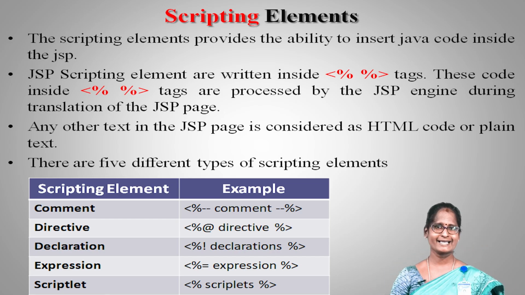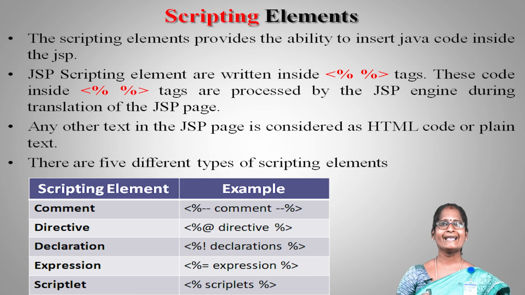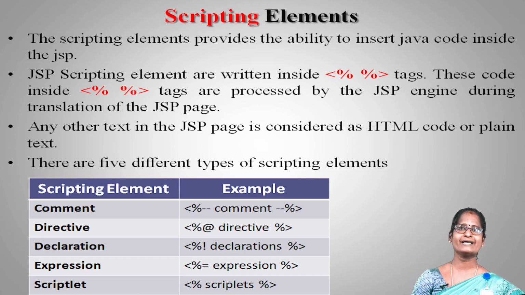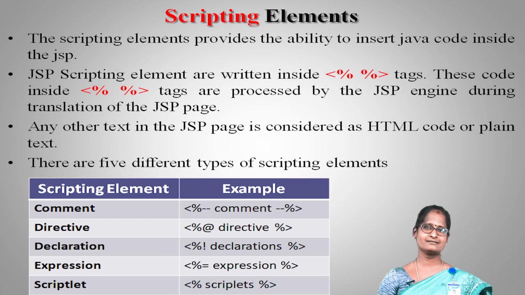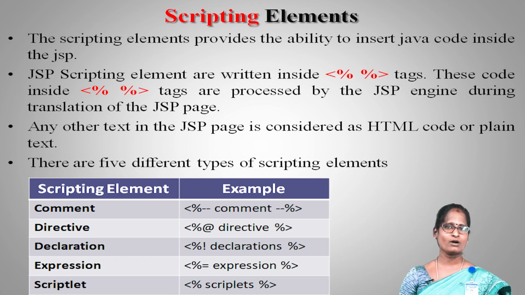Then the next one, the expression. The code placed within the expression tag is written to the output stream of the response. So you need not write out.println to write data. It is mainly used to print the values of a variable or method. This is the syntax: percentage equal to expression. For example, 2 into 5, and the answer is 10.